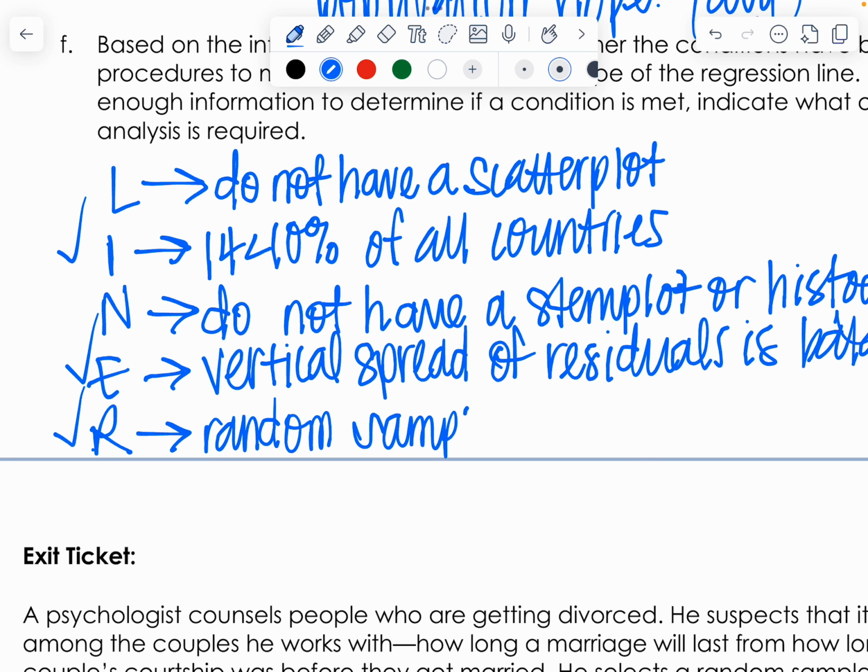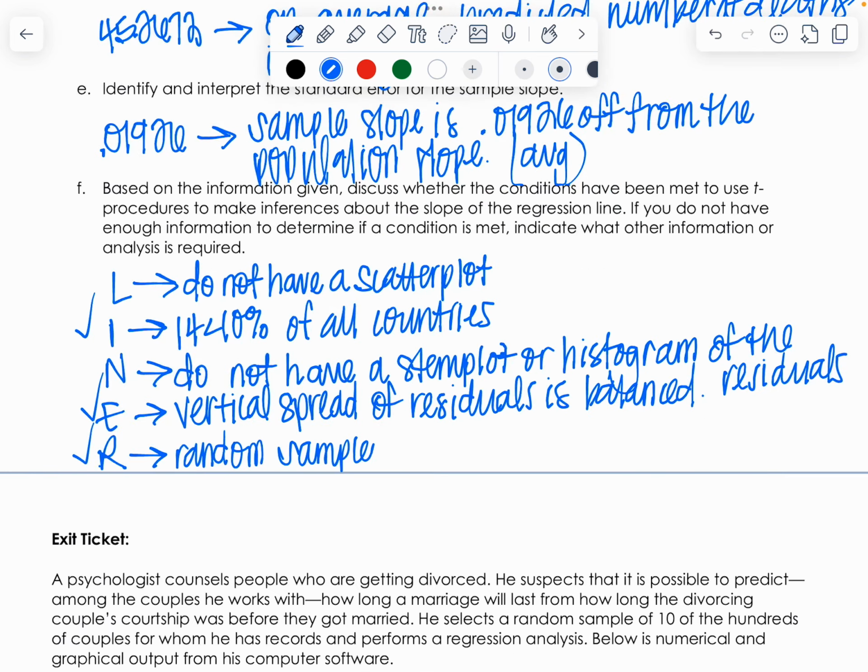Okay, notice there are 5 conditions. So it is hard to have enough information to check off all 5. And so you can see in this example, we couldn't because we don't know L and we don't know N. We can't check those off. All right, so tomorrow we will move forward with how to calculate those confidence intervals for the beta value for the slope, and remember the whole goal there is to find the population slope. So if we could sample every country and run a linear regression, what would the slope be? That's what we're attempting to estimate.